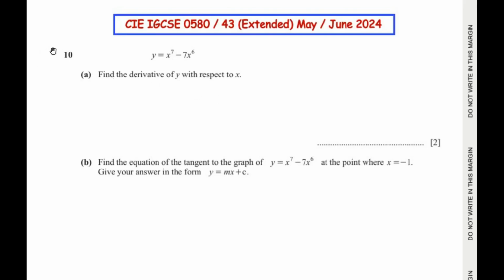In this video we are going to solve the 10th question from CIE IGCSE 058043 extended paper from May-June 2024. Now this question is from the differentiation topic. Find the derivative of y with respect to x. So derivative means we have to differentiate the given equation for y with respect to x.